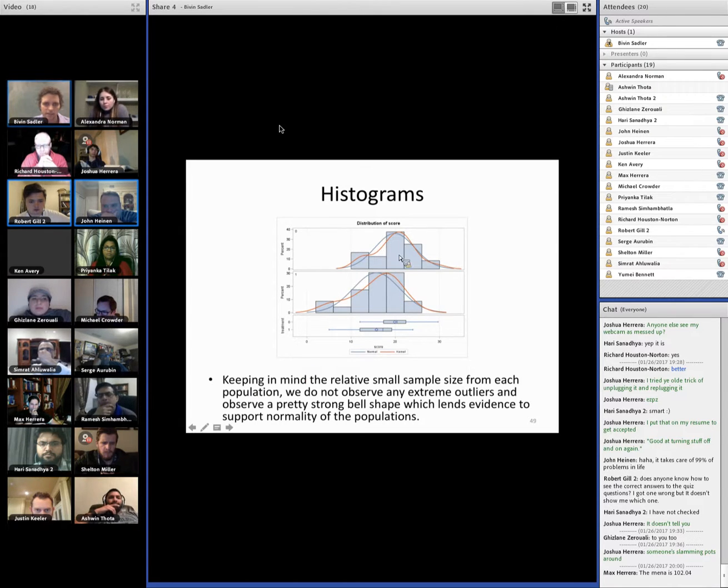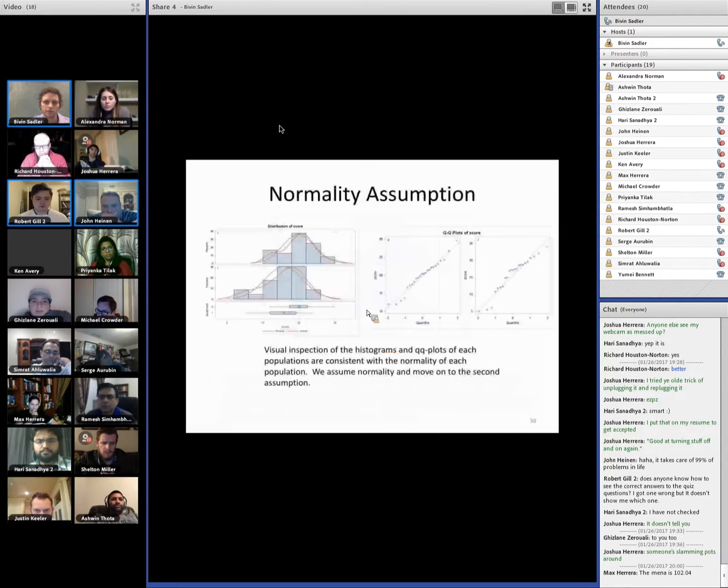These aren't too far from normal, so I think that even at 24 and 23, that would be enough to invoke the central limit theorem, because there's not too far to go if they're not normal already. So visual inspection and histograms are consistent with normal distributions. We'll assume normality and move on to the second assumption. That's how you could write it.